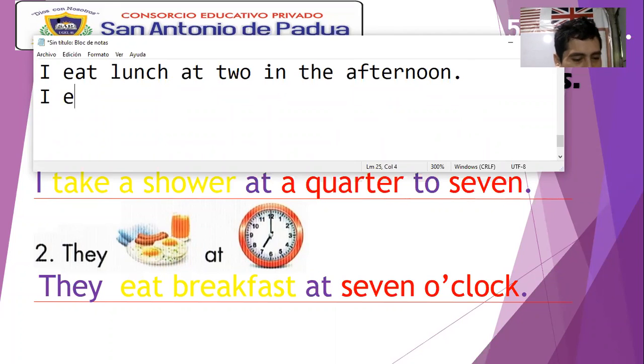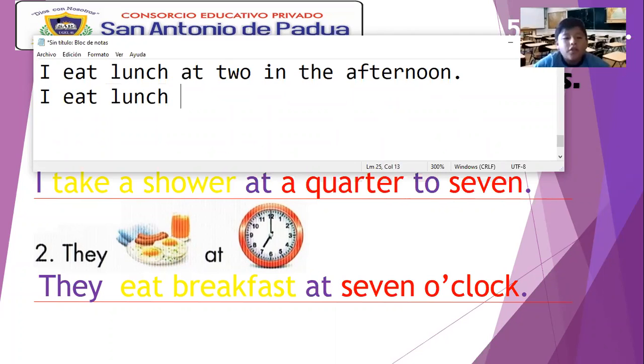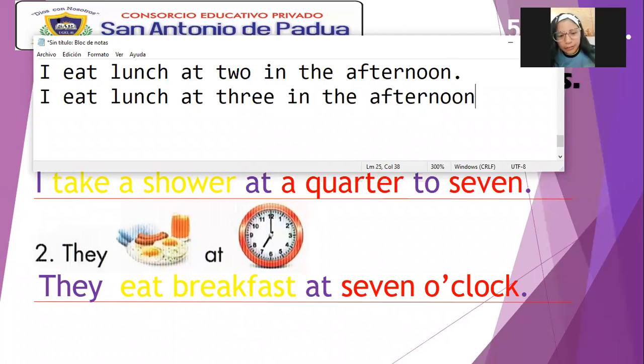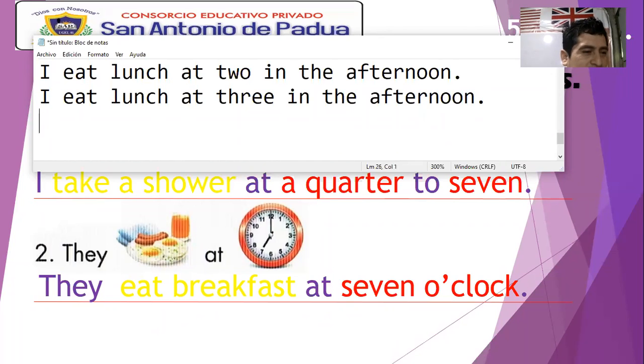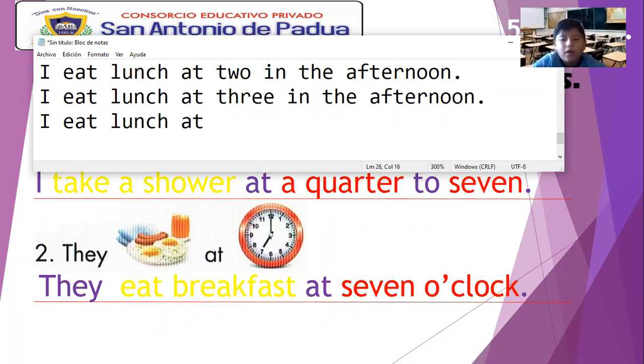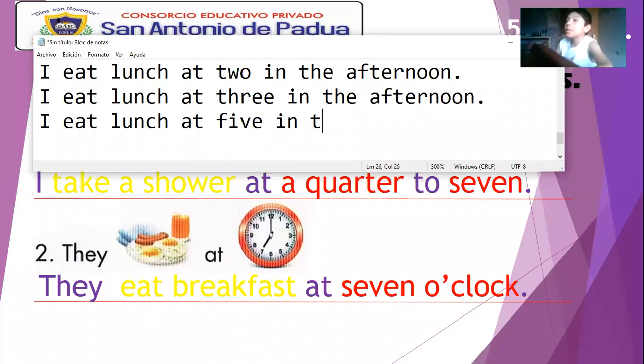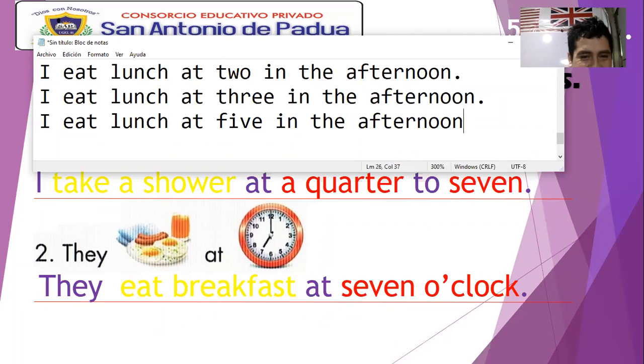That's it. Good. For example, I eat lunch. A ver, yo almuerzo aquí at 3 o'clock, a las 3 de la tarde, teacher, ya, good. I eat lunch at 3 in the afternoon, good, excellent. I eat lunch at 5, good, at 5 in the afternoon. My gosh, tan tarde almuerzo, students, oh my gosh. I eat lunch at 5 in the afternoon, my gosh.